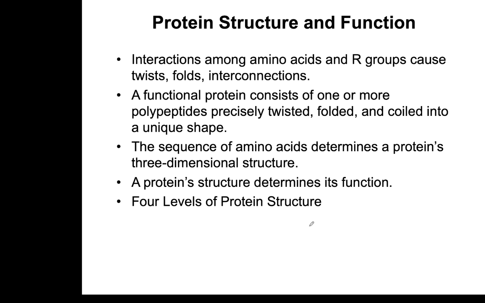That is primary structure. Protein structure and function. Interactions among amino acids and R groups cause twists, folds, and interconnections. A sequence of amino acids is called primary structure. This primary structure is going to continue to twist, fold, and form interconnections between amino acids. That generates secondary structure. A functional protein consists of one or more polypeptides precisely twisted, folded, and coiled into a unique shape.